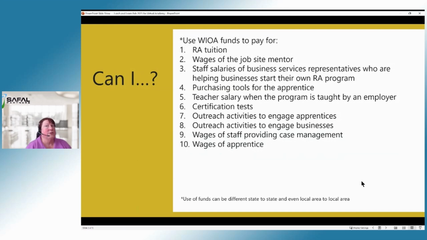Okay, certification tests. Yes, that's an easy one. That's considered a supportive service. You should absolutely be paying for them to take their final tests, whatever that may be. There's a lot of IT registered apprenticeships out there right now. So there's a lot of cybersecurity kinds of certifications and things like that. Absolutely pay for those wherever, whenever you can. Again, eligible people, right?